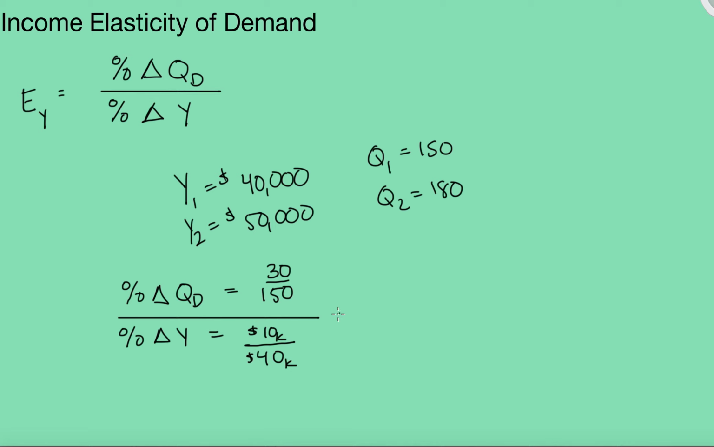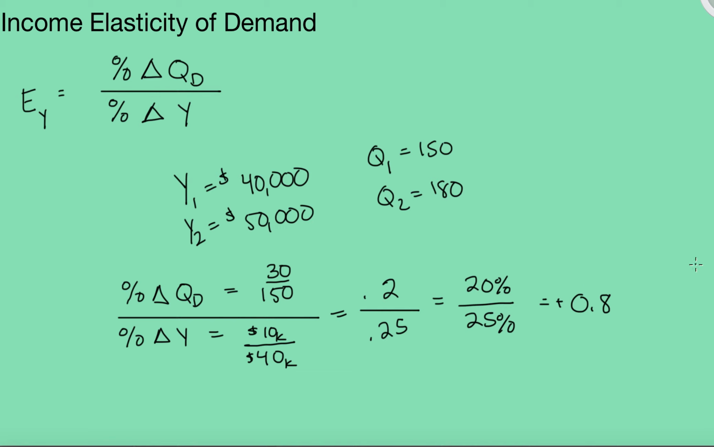We'll see that this down here is obviously a quarter, so that's 0.25, and 3 goes into 15 5 times, so this is 0.2. So basically we're saying 20% divided by 25% is going to be equal to 0.8. Again, a positive 0.8.